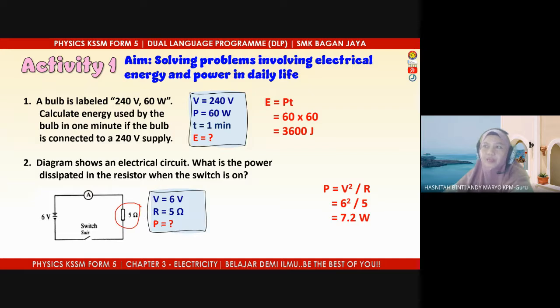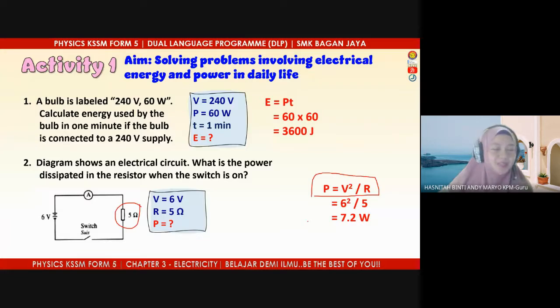So how do we relate these three, students? V, R, and P, how to relate them? The equation is P equals V squared divided by R. This is the third formula for power. So V squared is 6 squared, divided by R which is 5, which gives you 7.2 watt.